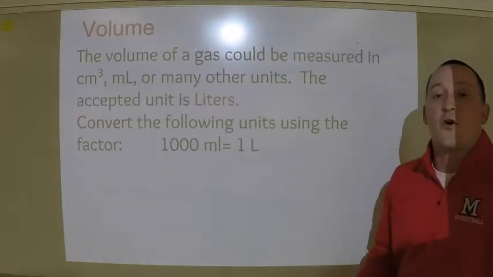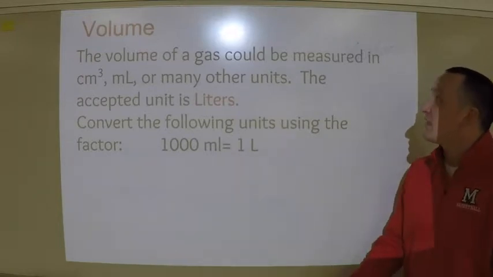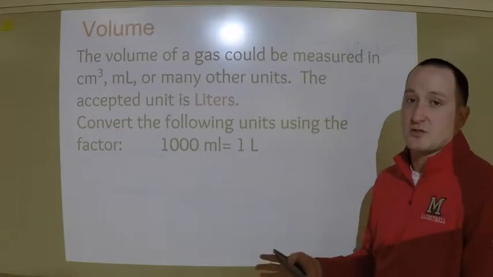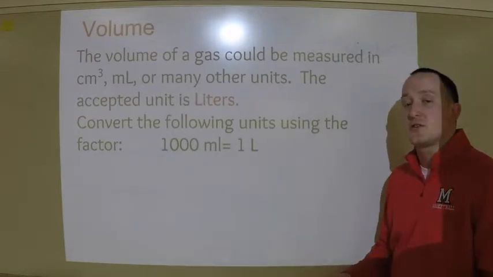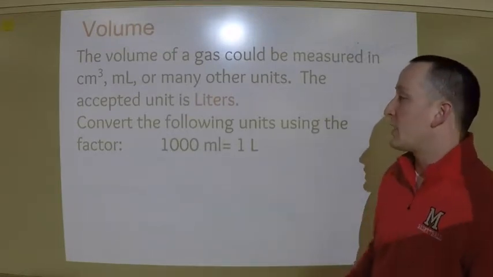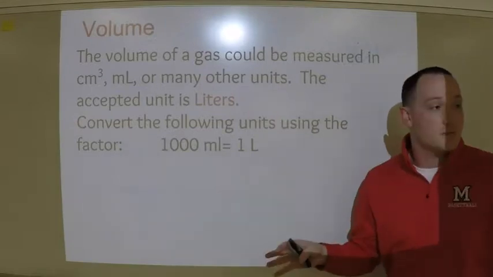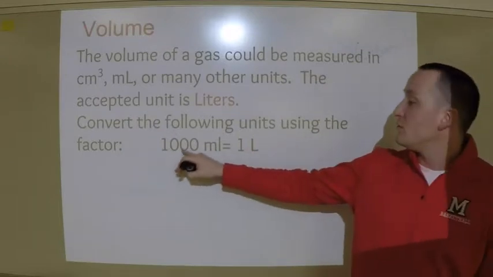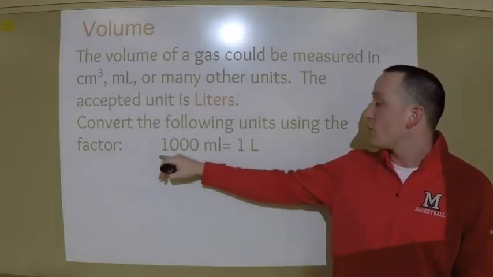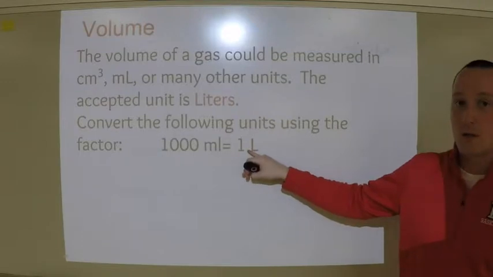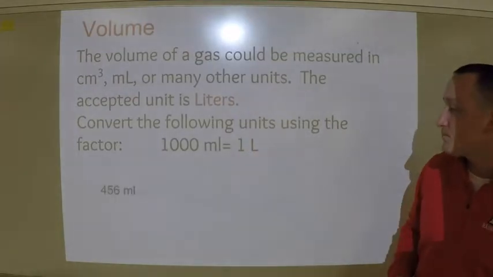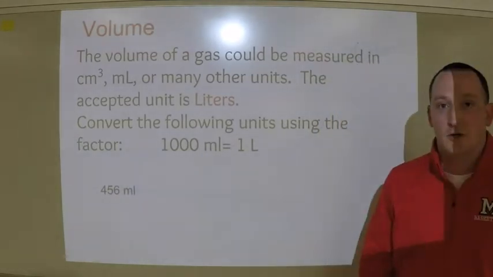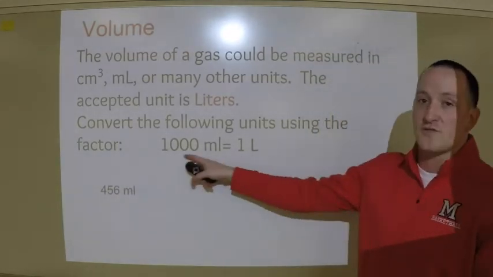So the next one is volume. All right? The volume of a gas is measured in a lot of different units. Typically the one we're going to use is liters. That doesn't mean you can't use milliliters, but typically liters is the one we're going to get to. So to convert between milliliters and liters, we're going to use this conversion factor. In other words, 1,000 milliliters is equal to 1 liter. So if I asked you to convert 456 milliliters to liters, well, I'm going to use this conversion factor.